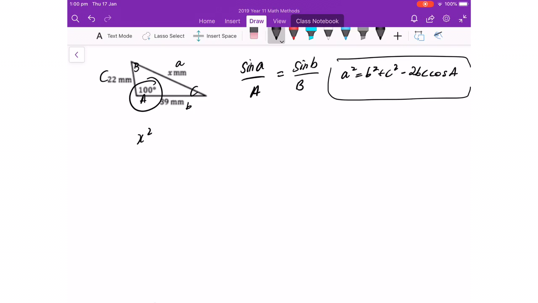So x squared is equal to b squared, so 39 squared, plus c squared, which is 22 squared, take 2 times 39 times 22 times cosine A, which in this case is 100 degrees. I can put that into my calculator straight away. So it's 39 squared plus 22 squared, take 2 times 39 times 22 times cosine 100.